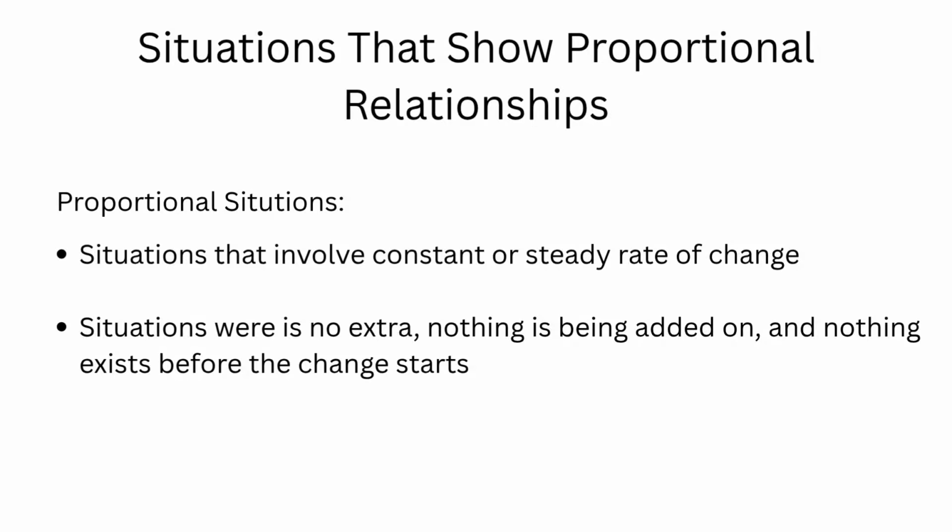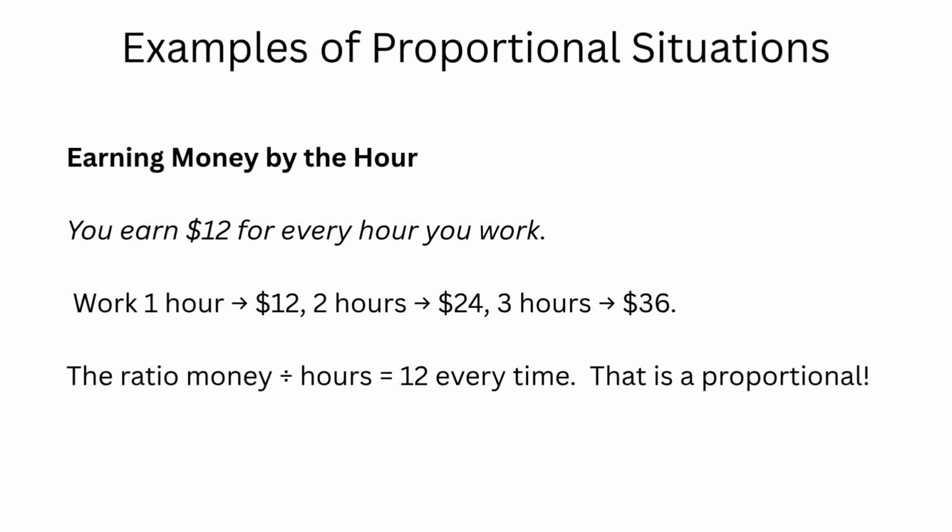Now let's look at real-world examples. A proportional situation has a constant or steady rate of change. That means there's no starting amount, nothing extra is added, it all starts at 0 and increases evenly. If you earn $12 for every hour you work, then 1 hour is $12, 2 hours is $24, 3 hours is $36. The ratio money divided by hours equals 12 each time. That's proportional.